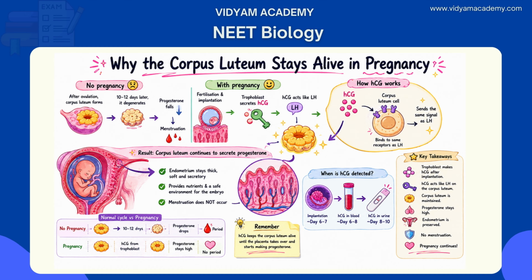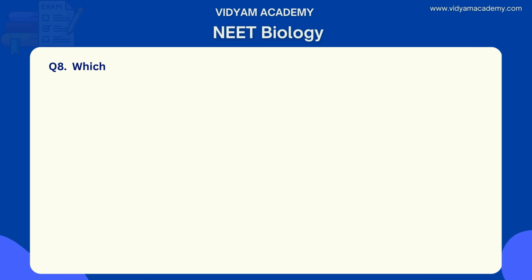The rescued corpus luteum continues producing progesterone, which keeps the endometrium thick and secretory, creating the environment which the embryo needs to survive. This is why R directly and completely explains A. Without HCG rescuing the corpus luteum, the progesterone would drop, the endometrium would shed, and the pregnancy would end. And the fact that HCG is detectable in urine from about 8 to 10 days post fertilization is what pregnancy test kits exploit. So next, let's move to question number 8.